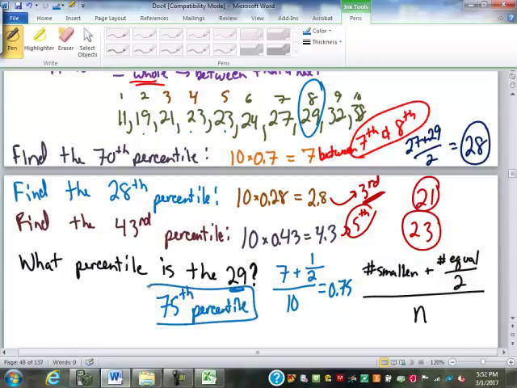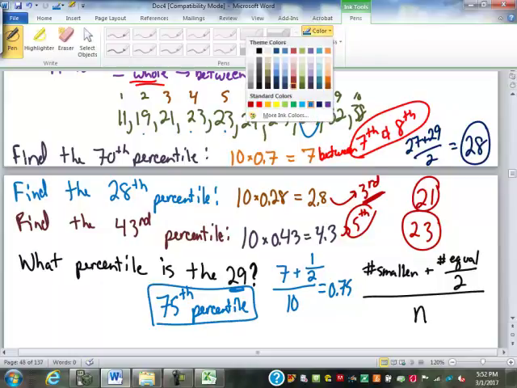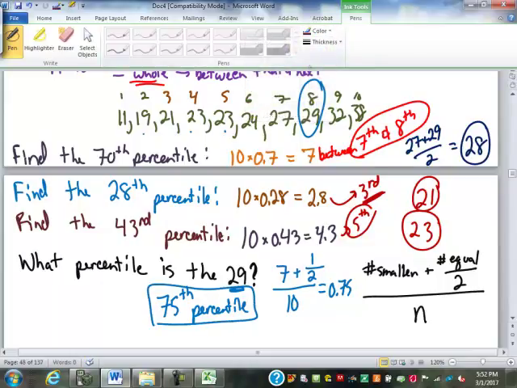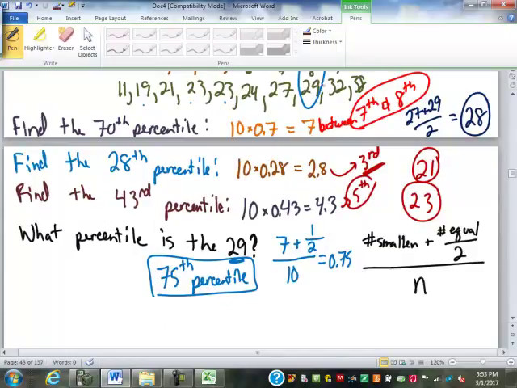So why is it a half? Why isn't it like 14.5? Well, because it's considered to be greater than half of the numbers that are equal to it. You're talking about the one number. You're not actually dividing 29 in half. No, I'm not dividing 29 in half. There's only one number that's equal to 29. Yeah. Okay. 7 plus 1/2 is 7.5 divided by 10.